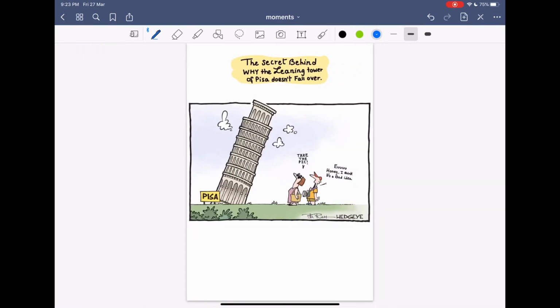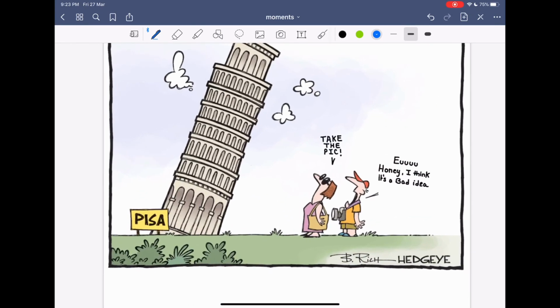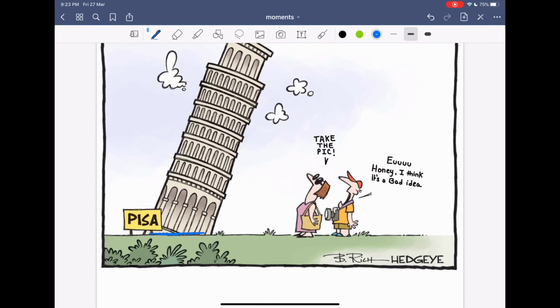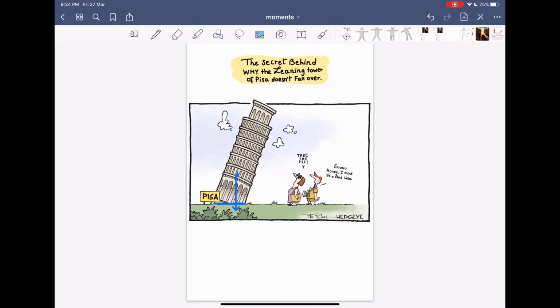So now we know the secret behind why the Leaning Tower of Pisa doesn't topple over. If this is the base, the center of mass is low enough, somewhere here, that if we draw the arrow representing the weight, it still lies within the base, and this is why the Tower of Pisa doesn't topple over. I hope this was helpful, and take care.